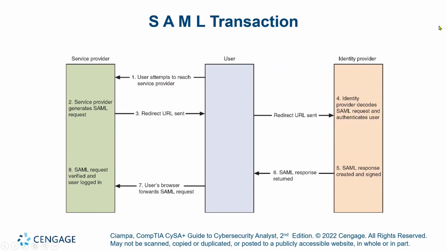All right, so if you go 1 through 8. User attempts to reach the service provider. Service provider generates SAML request, redirect URL, and you can see it go over to the identity provider. Identity provider decodes SAML request and authenticates user. SAML response created and signed, and then you can see it pop over here. SAML response returned, user's browser forwards, SAML request verified, and user logged in.